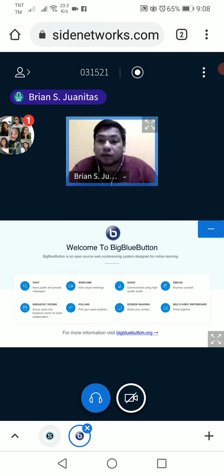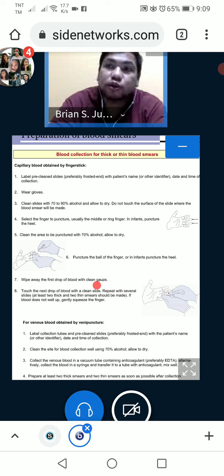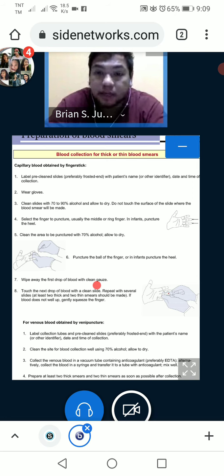Basically, this procedure class is from the CDC. You can use capillary smear, or yung prick method. You can also use venous blood. Mag-extract ka from the veins. So, bakit ba tayo nagko-collect nito?